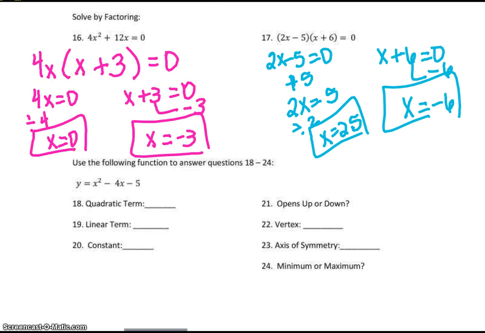All right, use the following function for 18 through 24. We have y equal x squared minus 4x minus 5. Your quadratic term is the part that has x squared. Your linear term is the part that has x, and your constant is the number by itself. So for here, your quadratic term is x squared. Your linear term is negative 4x. Notice we had to use the sign. And your constant is negative 5. We also had to use our sign there.